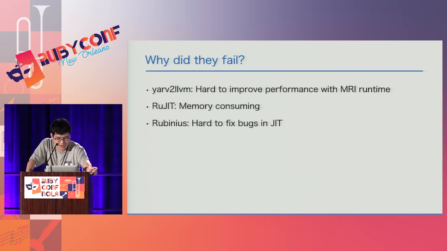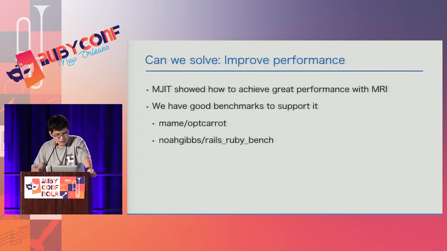Why did they fail? YARV to LLVM was about how to improve performance with the MRI runtime, because it's very old, so the VMs are different. And RubyJIT was memory consuming, so it's not merged. But MJIT solved this part well. Also, Rubinius was about how to fix bugs in JIT. So let's see those problems one by one.